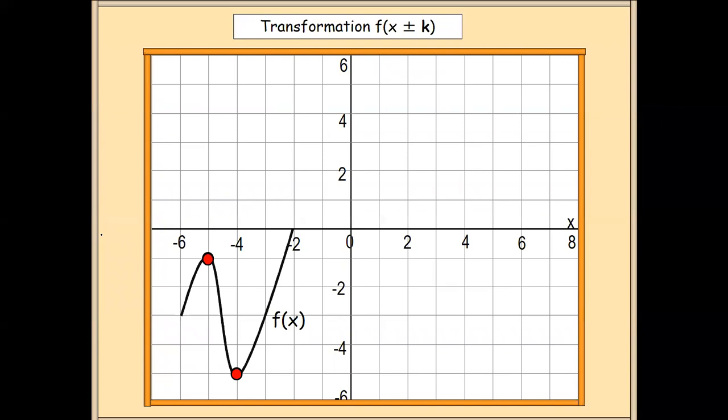Okay, so we've looked at f of x plus or minus k. Now we're going to do f of x, but instead of the y, it's the x that's going to be plus or minus k. Okay, so let's see what it does to the function. If I ask you to now redraw this, but doing x minus 2, what's going to happen to the function? Yeah, so it goes on the right.